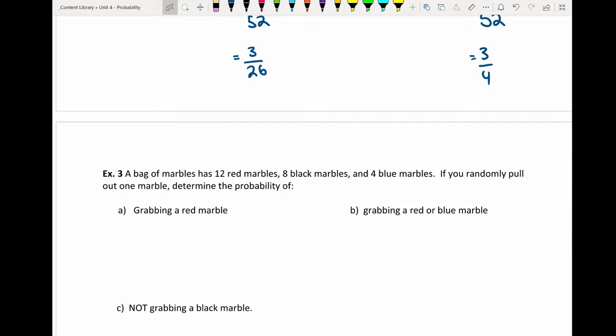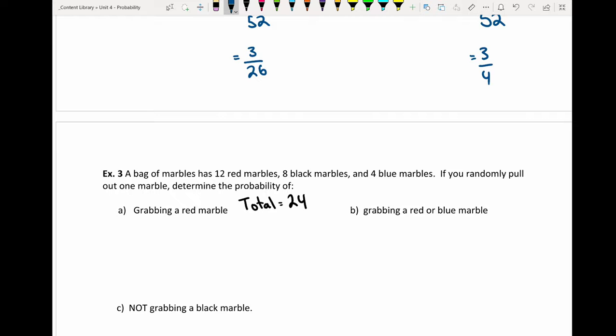Example 3, we're looking at a bag of marbles. A bag of marbles has 12 red marbles, 8 black marbles, and 4 blue marbles. If you randomly pull out one marble, determine the probability of, and then we have multiple examples. In order to help us, we want to know, first, what is the total number of marbles, because those are the total number of outcomes. So the total is 24. If I add them all up, I have 24 marbles in the bag, so I have 24 different outcomes.